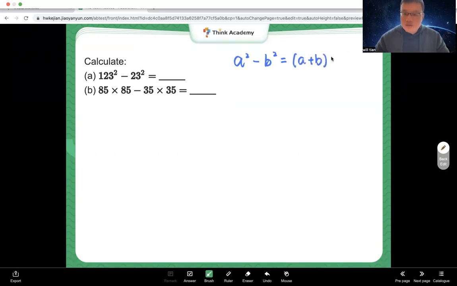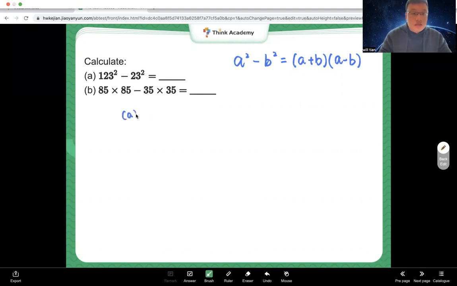Which one you do first doesn't matter, right? Times by a minus b. All right, so that will be the equation, that will be the formula we learned. And then to solve these two questions, you can just use that formula to do it.